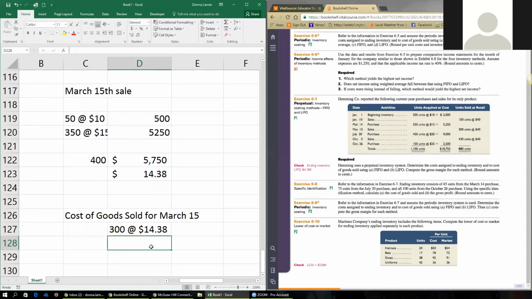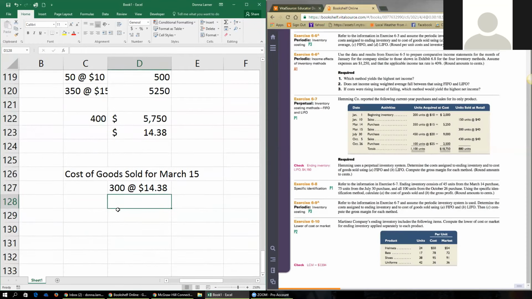We would just assume they all had that average price or that average original cost. Okay. Then when we move on to do the October sale, we would say out of 400, 300 of these were sold. So we would have 100 left at $14.38. So they no longer are thought of as $10 or $15 ones. They're all $14.38.